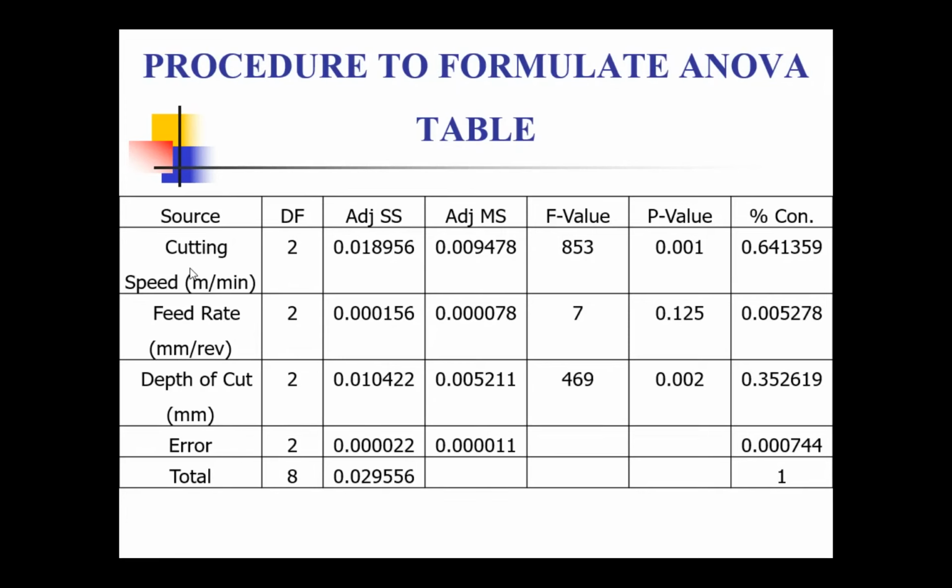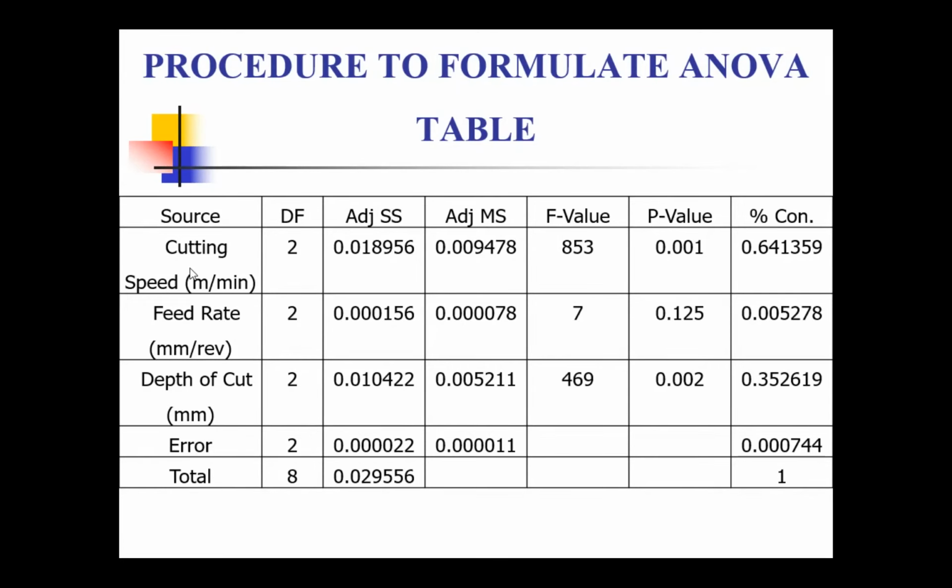So similarly for the error term, we are going to determine the mean square. Then comes the F value. The F value is equal to the mean sum of squares of the individual divided by the mean sum of squares of error. Here the mean sum of squares for the error term is 0.000011. So the F value of cutting speed is computed as 0.009478 divided by 0.000011, which is equal to 853.